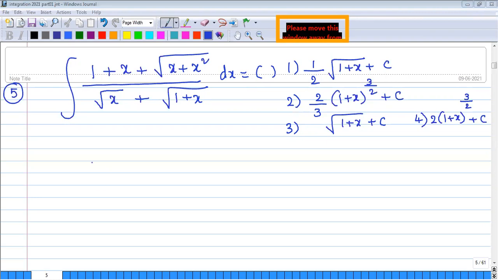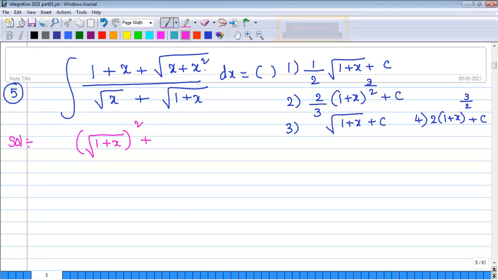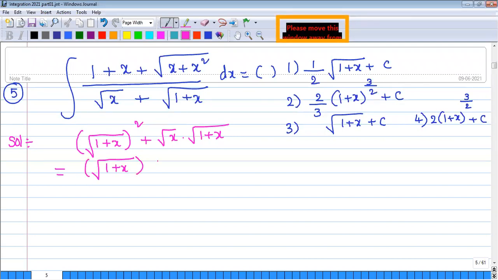See now, this 1 plus x can be written as root of 1 plus x whole square. Plus, from this take x square common out. If you take x common out, indirectly we get root x common. This root x into root of 1 plus x, we can take root of 1 plus x common. So we get root of 1 plus x plus root x.